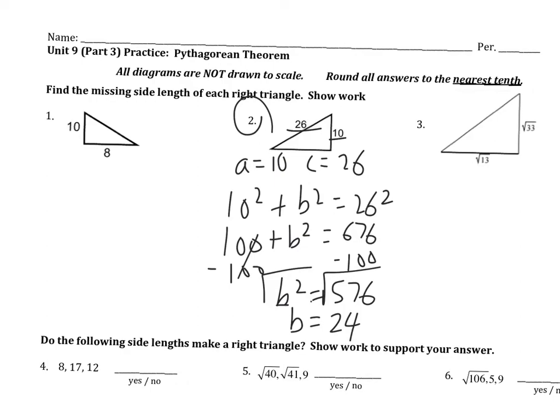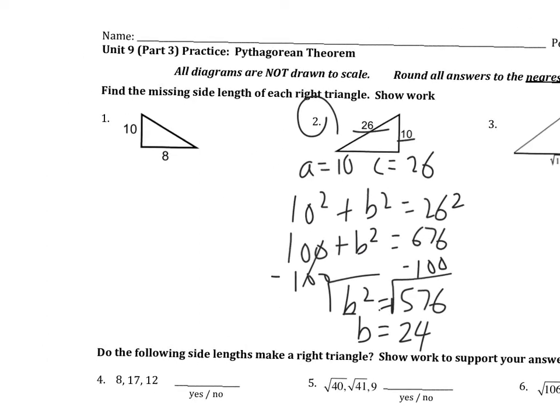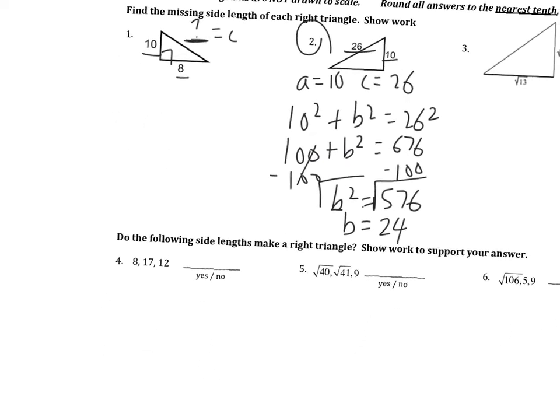Now, if I would have started with number 1, in this problem, 10 and 8 are the legs. They make up the right angle here, and you're trying to find the hypotenuse, which is your c. That's what you're trying to find in number 1. Notice the difference between number 1. Just be careful with how you plug in, is my caution for you.